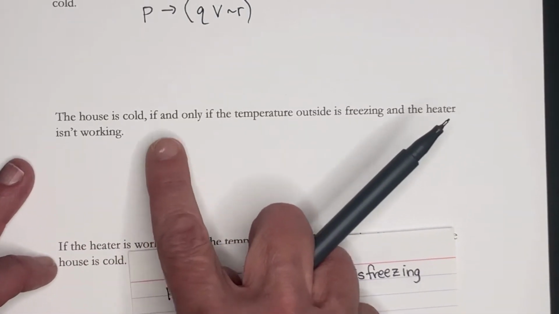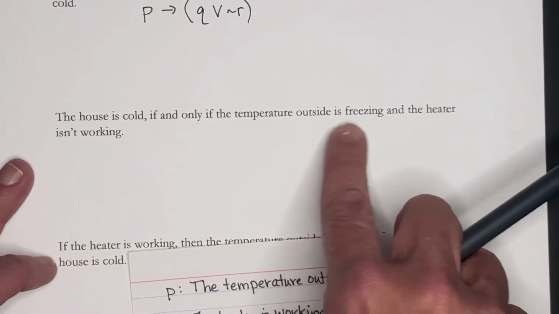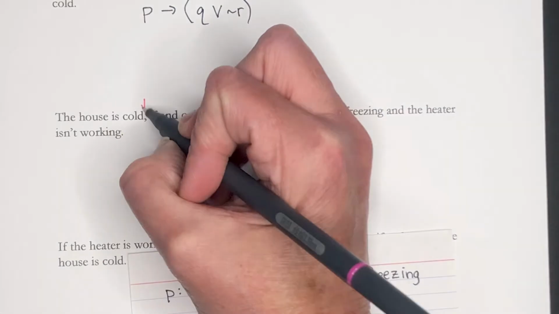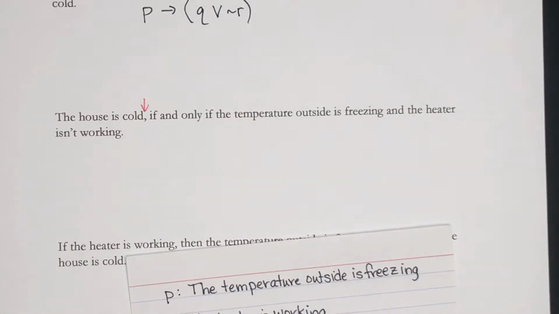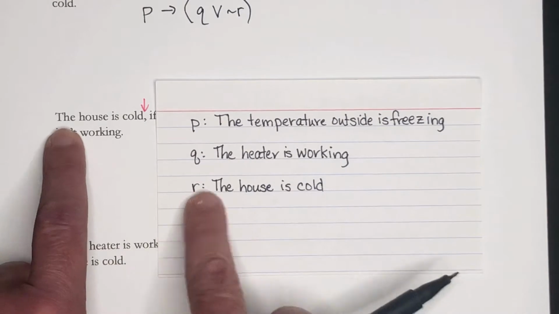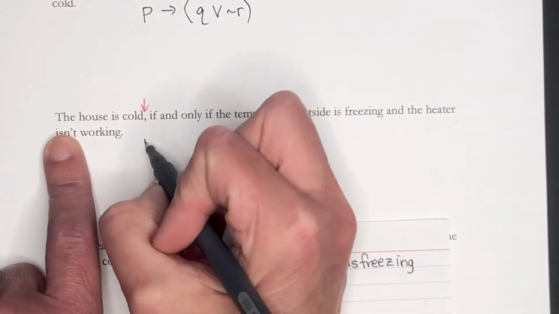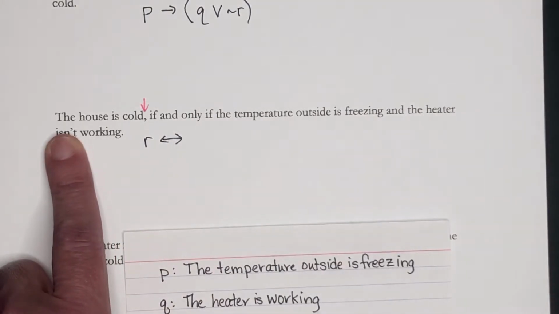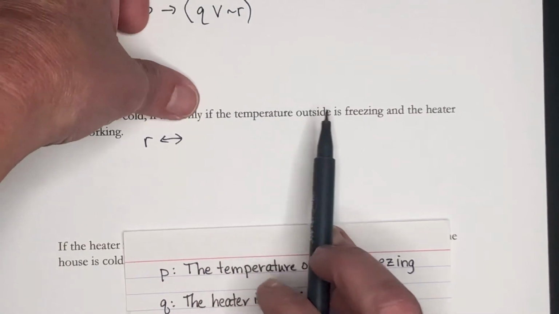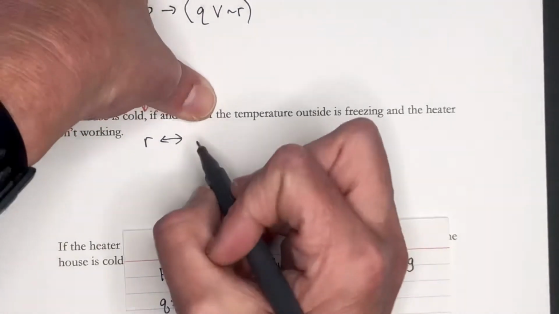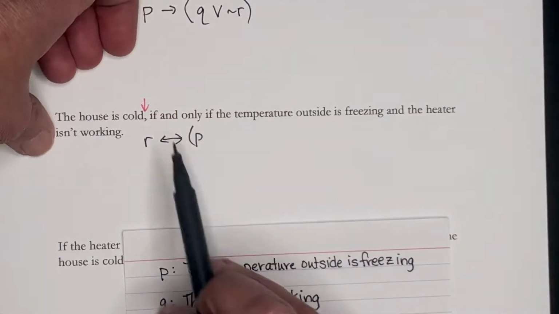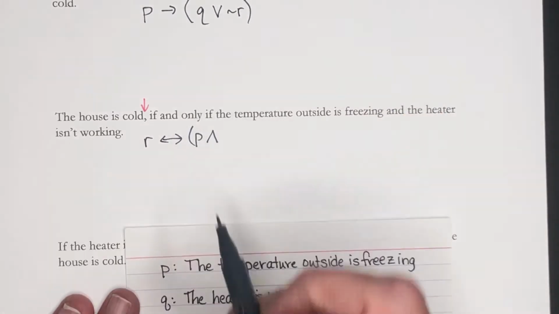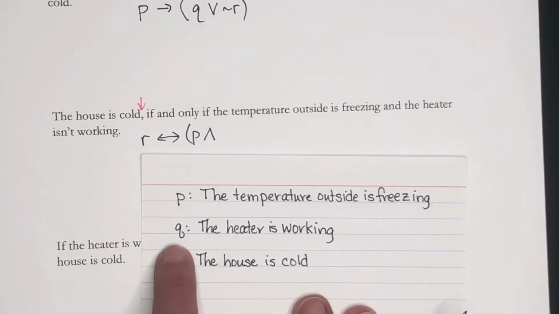The house is cold if and only if the temperature outside is freezing and the heater isn't working. Here we have our comma right here, and it sets off what's going to be in parentheses. The house is cold, that's R. If and only if, double arrow. The temperature outside is freezing, which is P, and these are going to go in parentheses because they're set off by a comma. The temperature outside is freezing and the heater isn't working, that would be not Q.